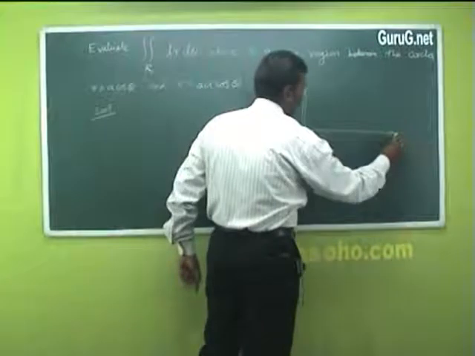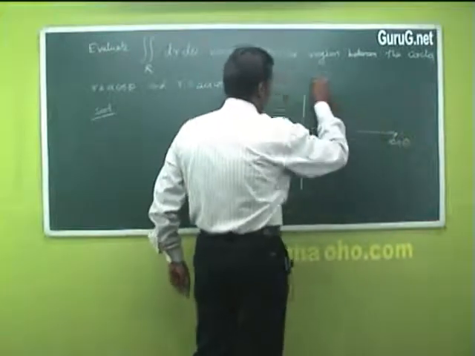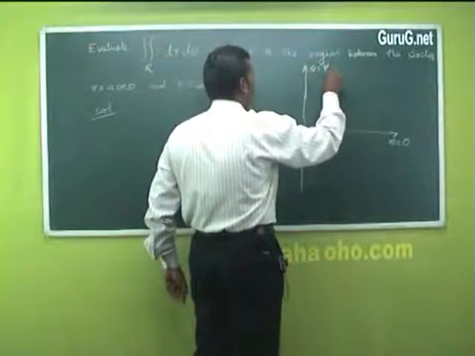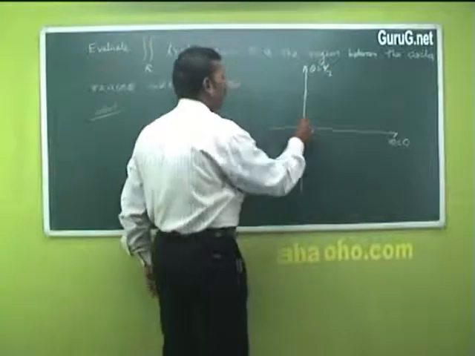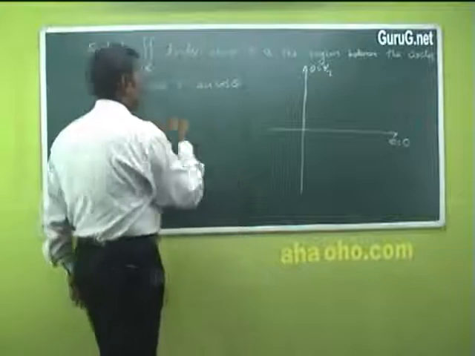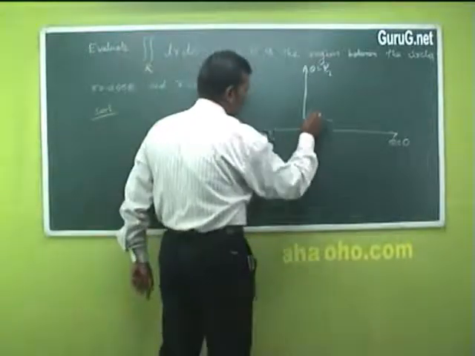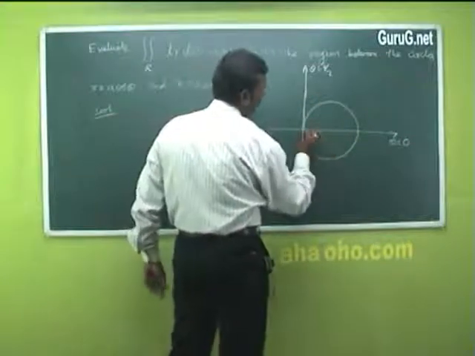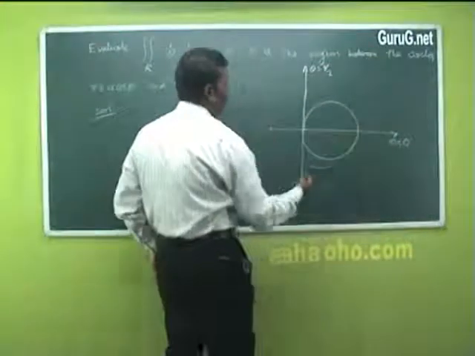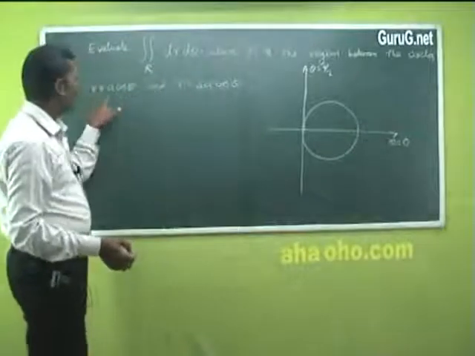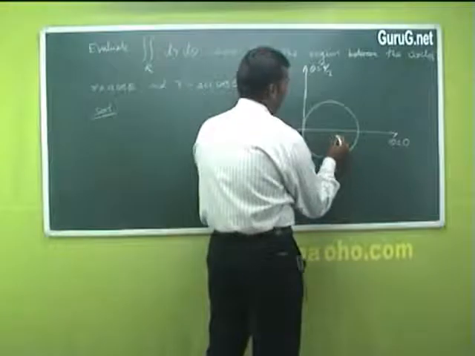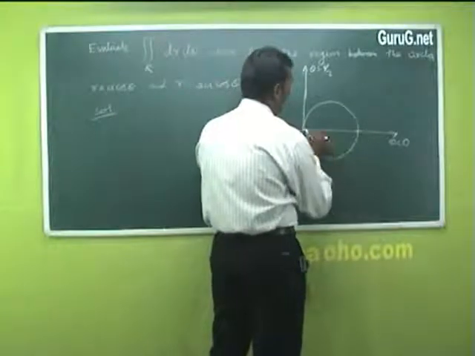So this is the initial line, so theta equal to 0. So this is theta equal to pi by 2, right? r equal to a cos theta, which is a circle with diameter a, right? So this length is a. Theta equal to 0, r equal to a. Yeah, so this length is a. So this point is a comma 0, right?